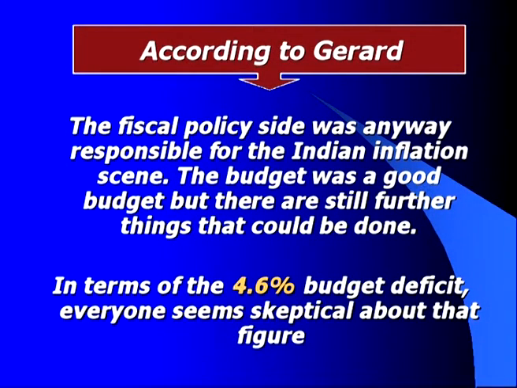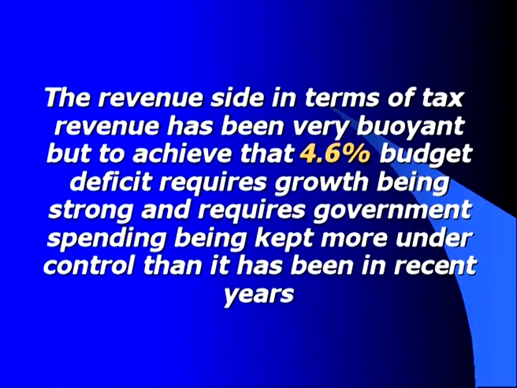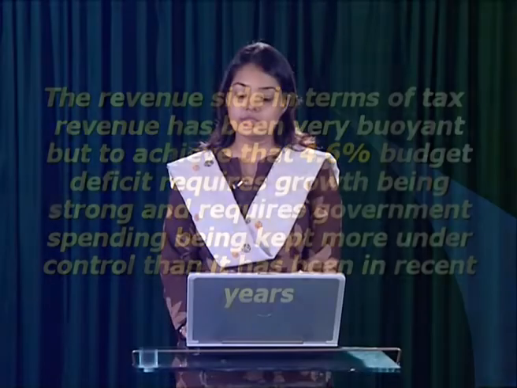According to Gerard, the fiscal policy side was anyway responsible for the Indian inflation scene. The budget was a good budget, but there are still further things that could be done. In terms of the 4.6% budget deficit, everyone seems skeptical about this figure. The revenue side in terms of tax revenue has been very buoyant, but to achieve that 4.6% budget deficit requires growth being strong and requires government spending being kept more under control than it has been in recent years. It is possible that it could be achieved, but it is not guaranteed.